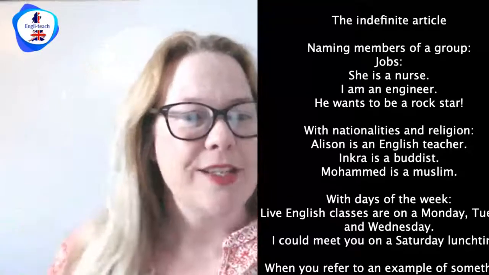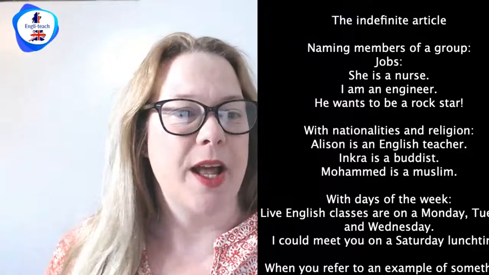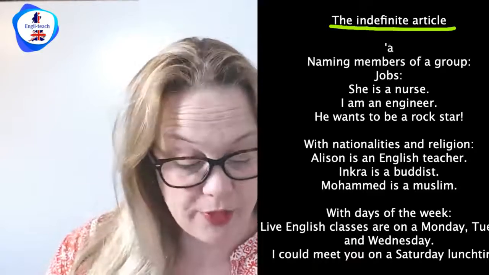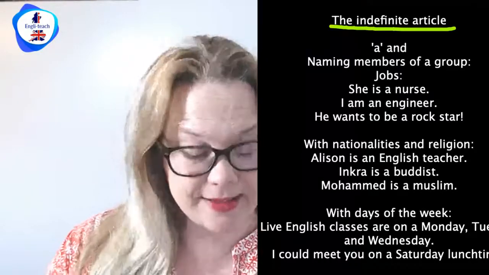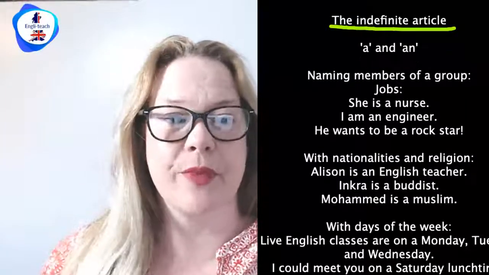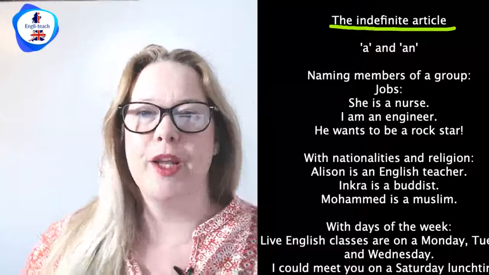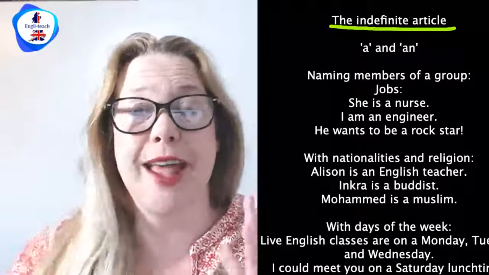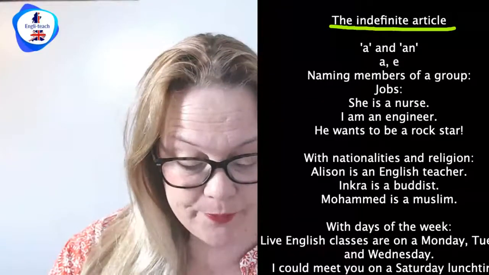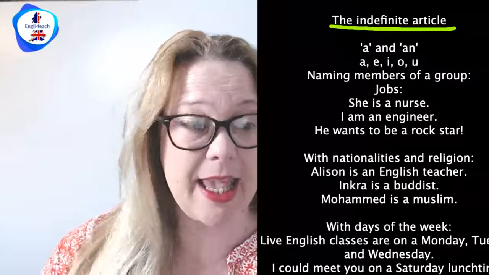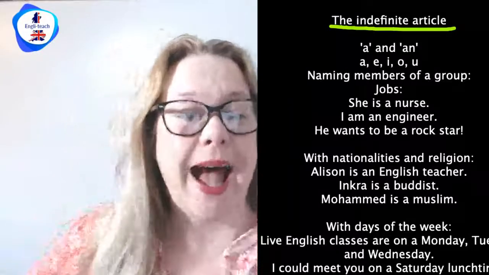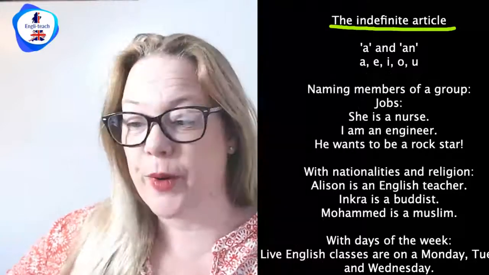Okay, so yesterday we were learning about the indefinite article. If you don't know what that is, it's a and an, and when we use it. An is normally always used in front of a word that starts with a vowel. Brief recap, a vowel is A, E, I, O and U, whereas a is always used with a consonant.